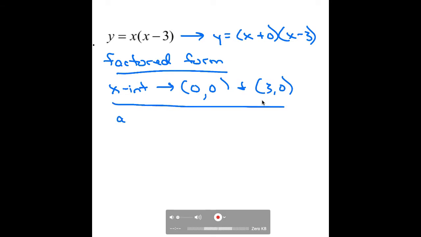So then the axis of symmetry is going to be x equals, and again you average your two x-intercepts. 0 plus 3 divided by 2, which is just 3/2.